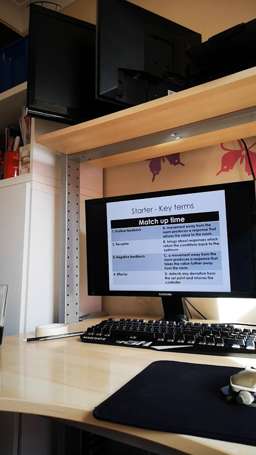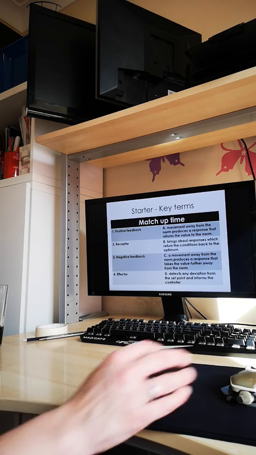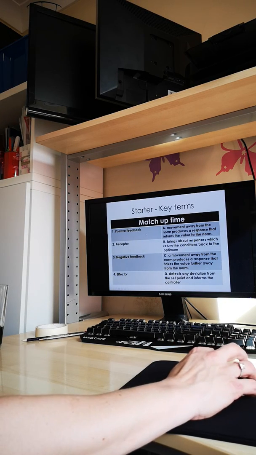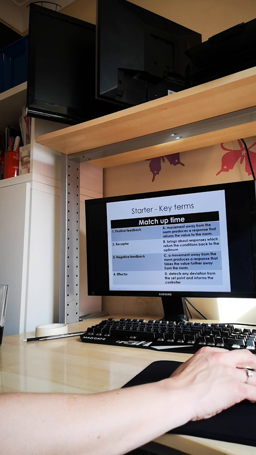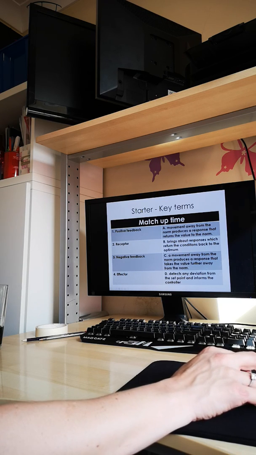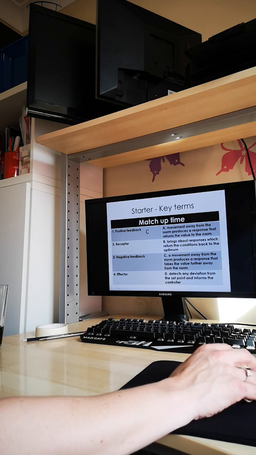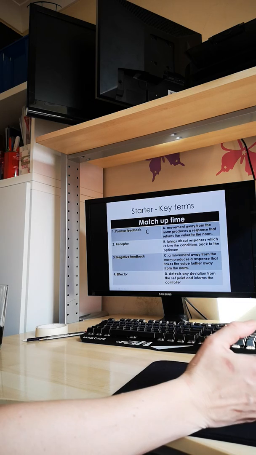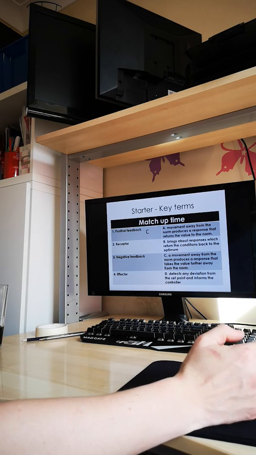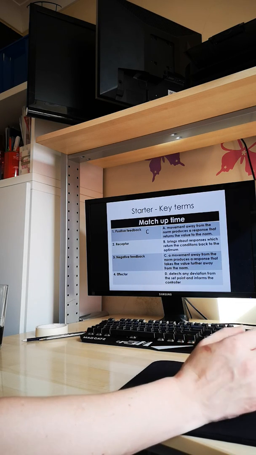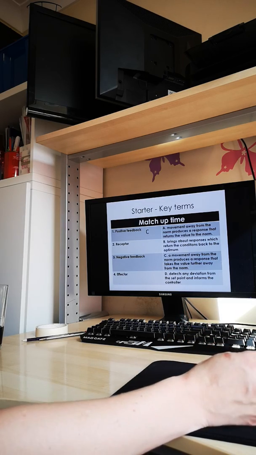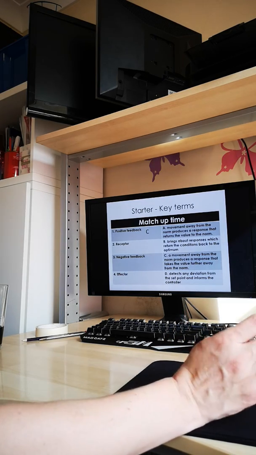Okay, so you should have completed this now. So positive feedback then, in terms of a definition, we're looking for a movement away from the norm produces a response that takes the value even further away. So C. So this idea that in the sodium channels, when they opened, the sodium moved in, it caused more sodium channels to open, so more sodium moved in, so the depolarization got bigger and bigger and bigger.